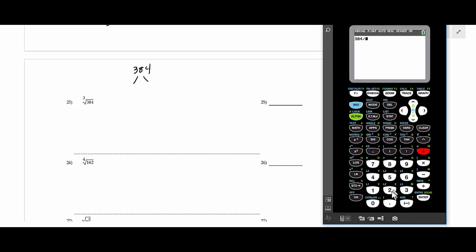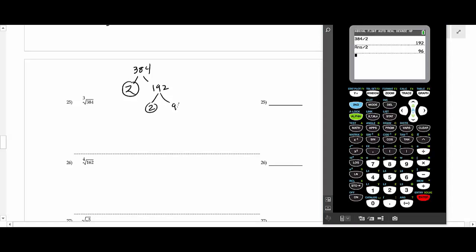So what I'm going to do is a factor tree. The first thing I know is it's an even number, so I'm going to divide that by 2. So I'm going to have 2 times 192. Every time you have a prime number, circle it. Then I'm going to divide 192 by 2 again. So that's going to be 2 and 96. When I get to 96, I can divide that by 2. I can kind of start doing this in my head now. So that is 2 and 48, like this.